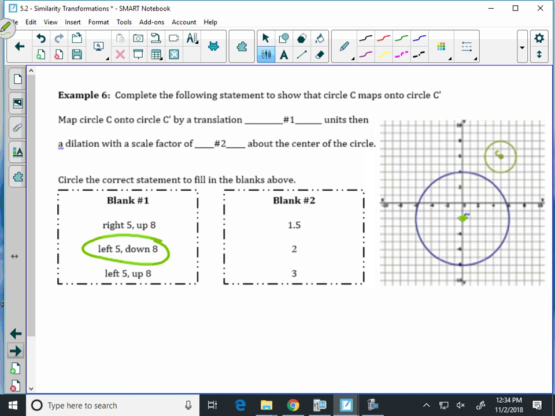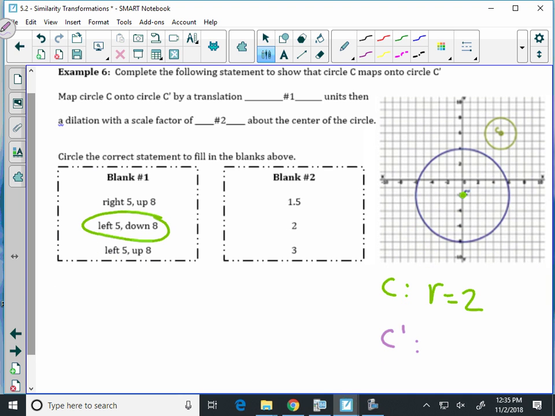Then we have to figure out the scale factor. Okay? To figure out the scale factor, you look at the different radii. We're going to look at the radius for C. What is the radius of circle C? We start in the center and count out. What's the radius of C? The radius of C is 2. Because again, when we dilate circles, we always multiply the radius by the scale factor. That's what we got to look at to figure out what we dilated by.